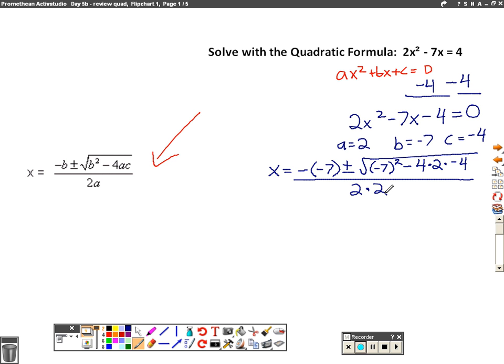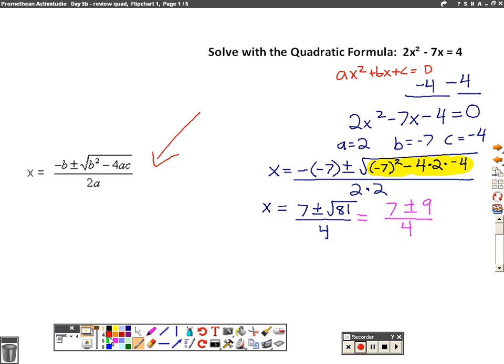So here we go. Negative 7, well, we all know that two negatives become a positive. Plus or minus, well, now I'm going to grab my calculator. I'm going to put everything under the square root in the calculator without the square root. And I get 81. 2 times 2 is 4. So, the square root of 81 is 9. Use your calculator if you need it.